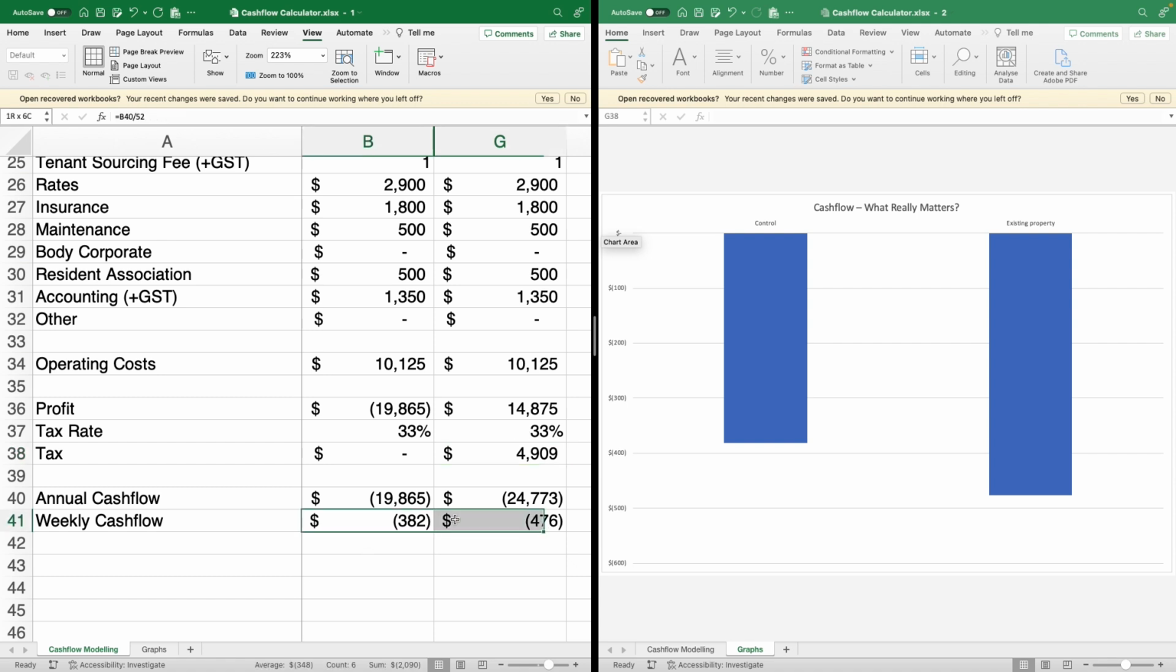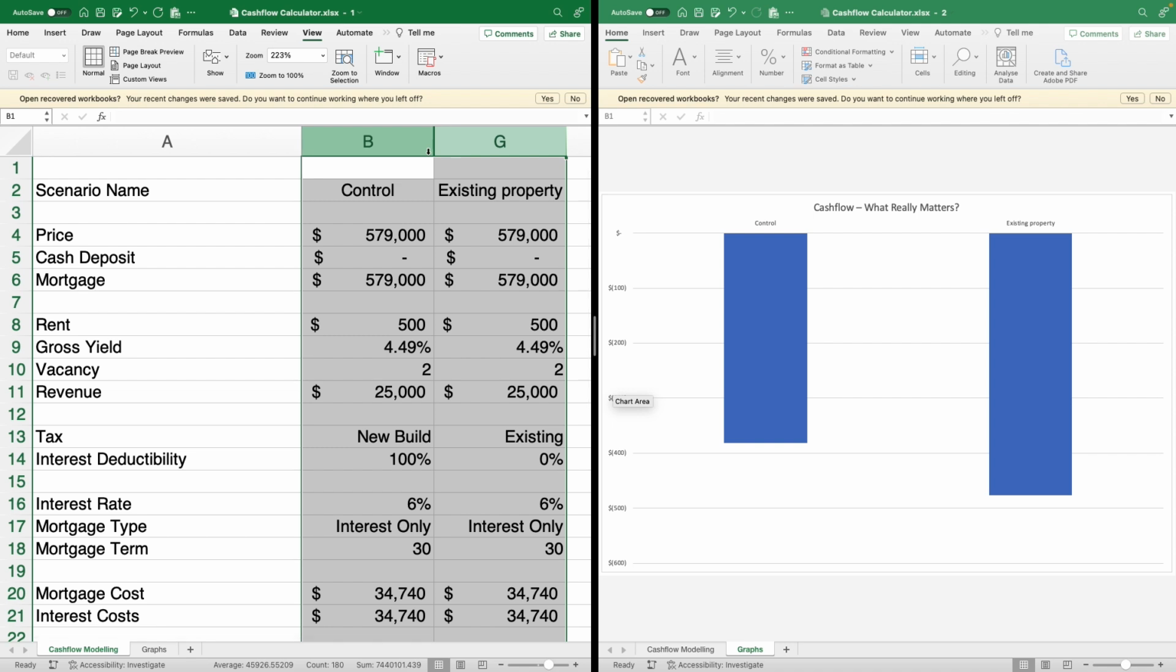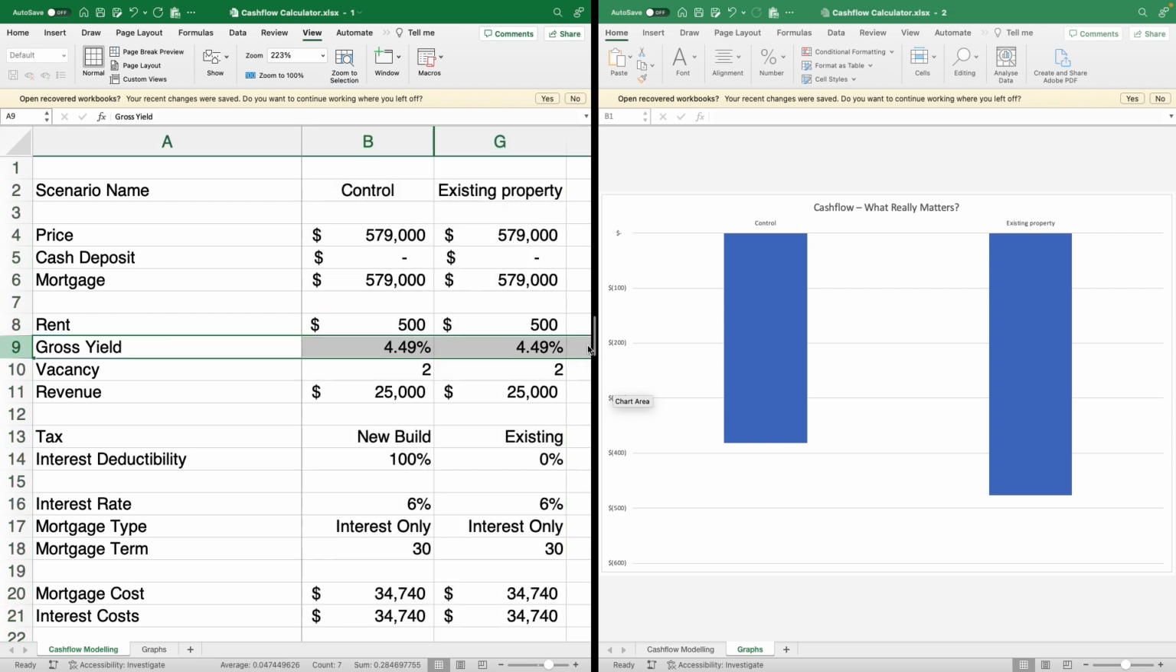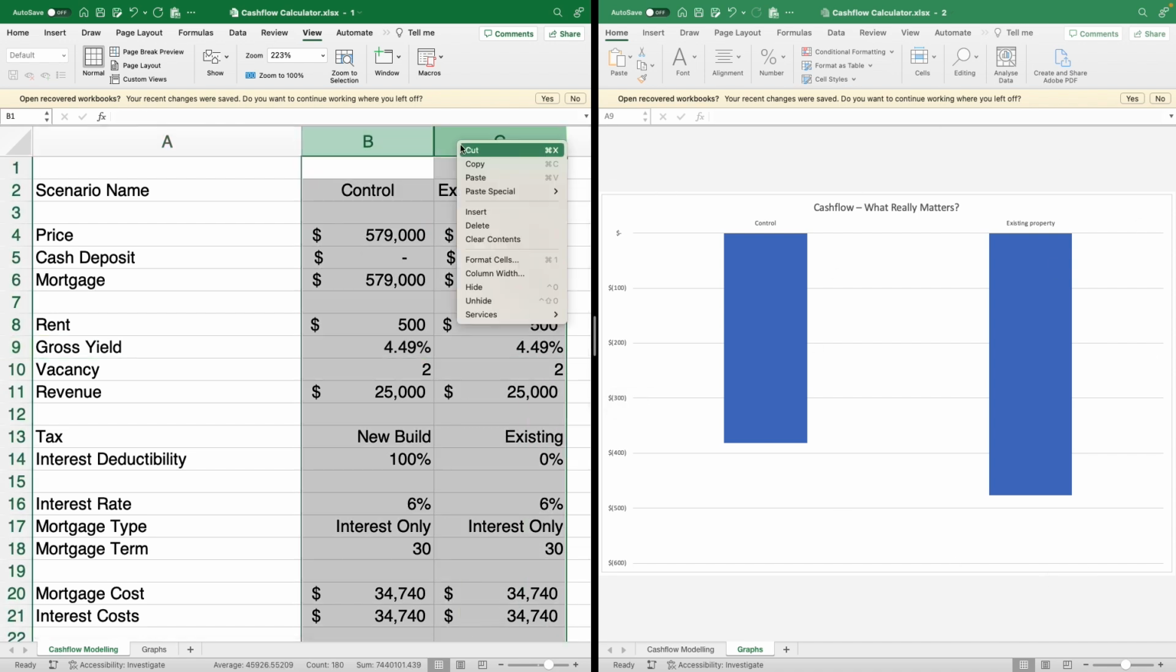And that's why our weekly cash flow is about $95 worse off per week, because we've just purchased an existing property. Now, bear in mind that if we buy an existing property, this is the reason why we always say you must renovate. Because if you just go out and buy an existing property with a 4.5% gross yield in Auckland and rent it out, you're going to have that additional tax to pay. So this is why we always say you've got to renovate.